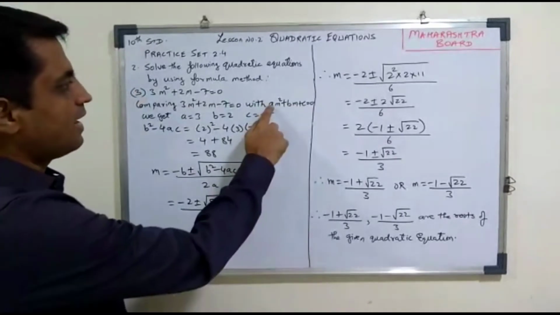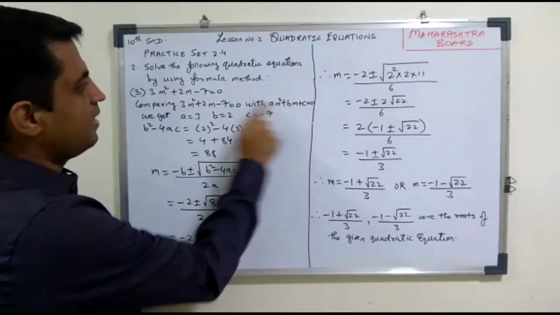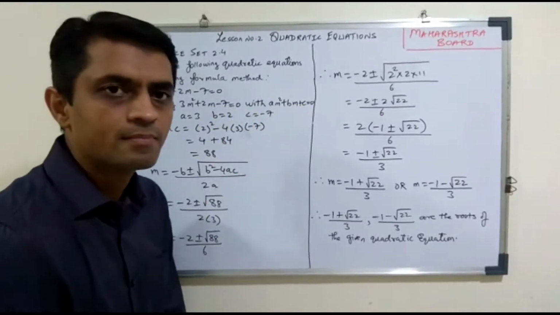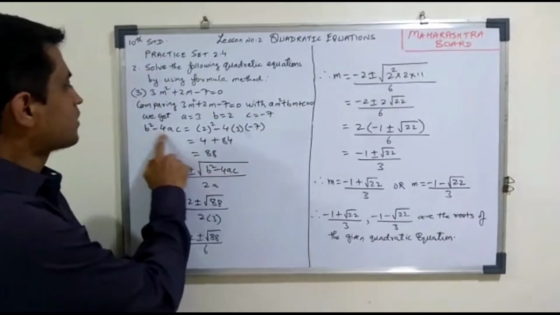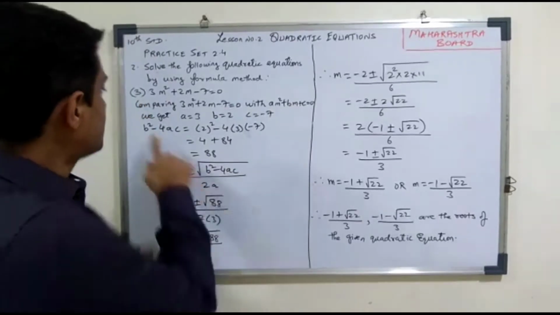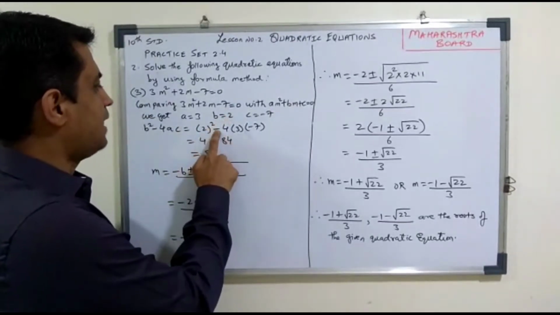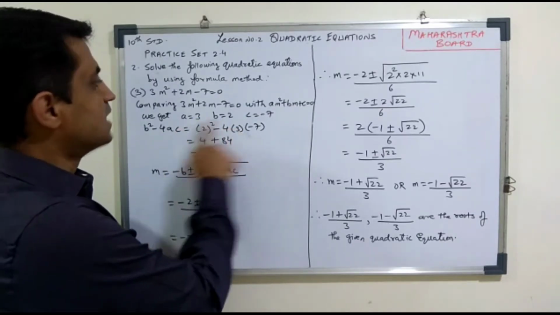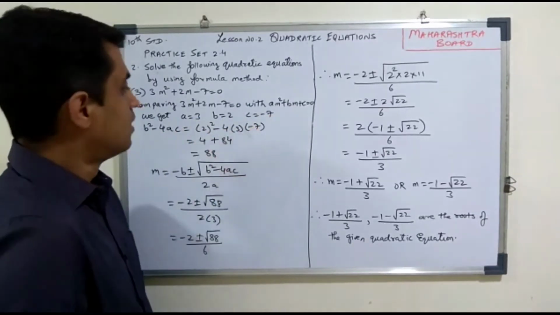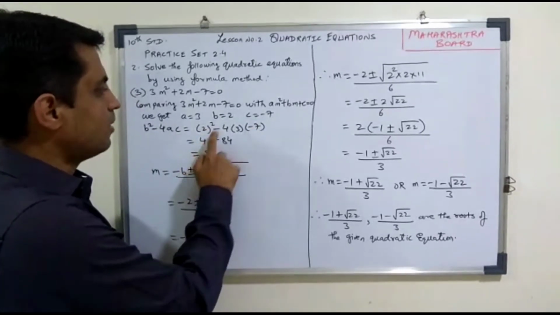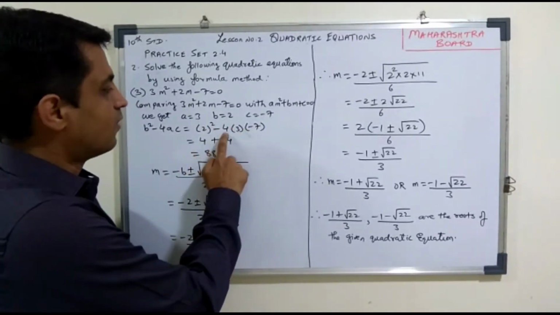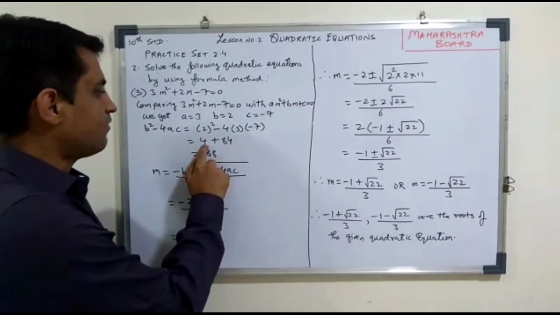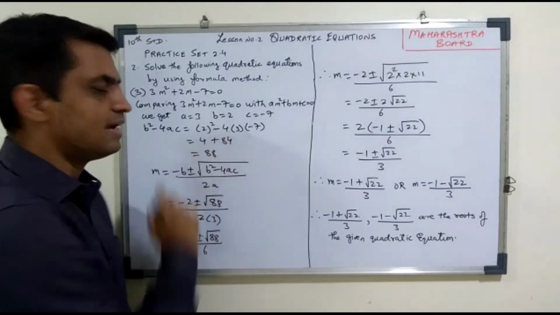So therefore we got a value as 3, b value as 2, and c value as minus 7. Now b square minus 4ac. Instead of b we are writing 2 square minus 4 into a. What is our a? 3. What is our c? Minus 7. So we got 4, minus into minus plus, 4 3s are 12, 12 7s are 84. So we got 4 plus 84 is 88.